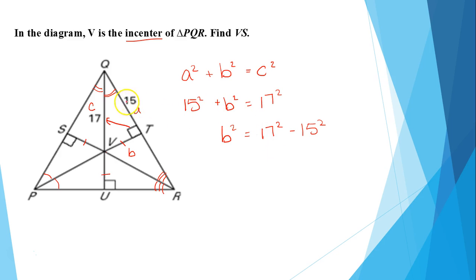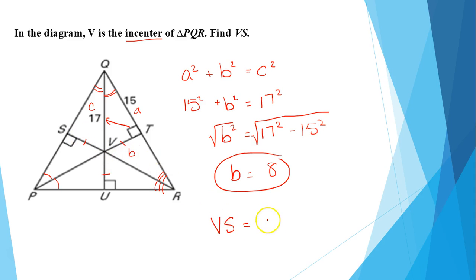I do know that 15, 17, and B over here is a Pythagorean triple, something that y'all will learn a little later. When you take the square root of both sides, B is equal to 8. So if B is equal to 8, then our VS that we are looking for is also equal to 8. And we're done.